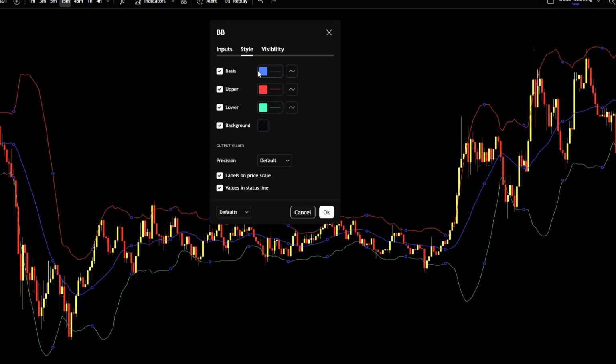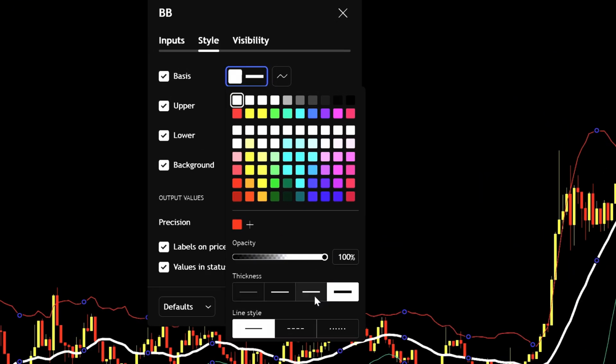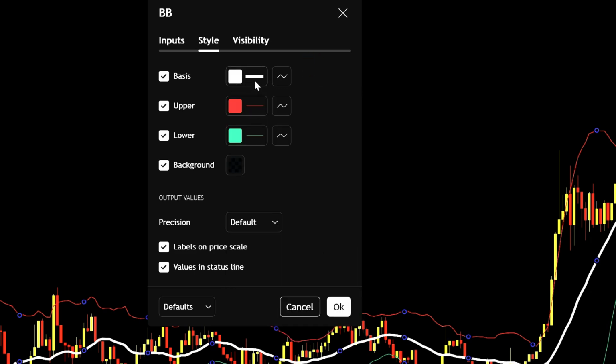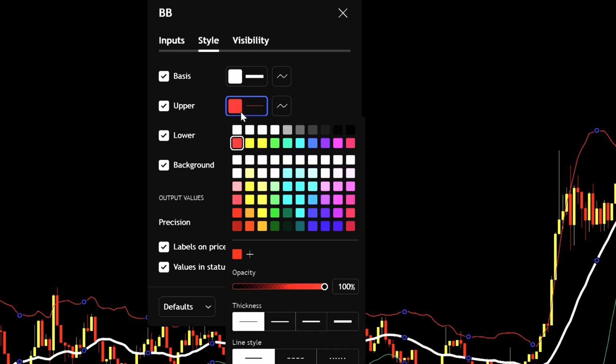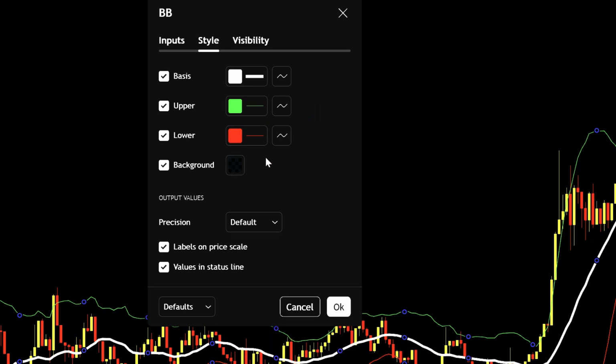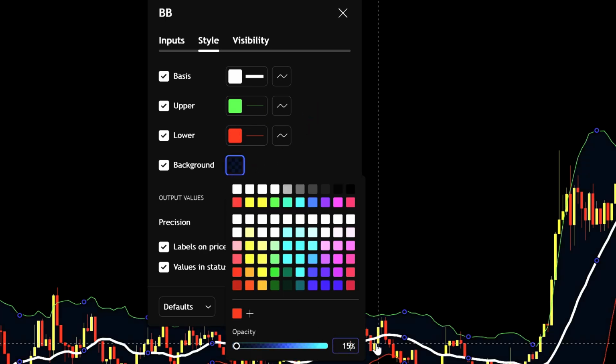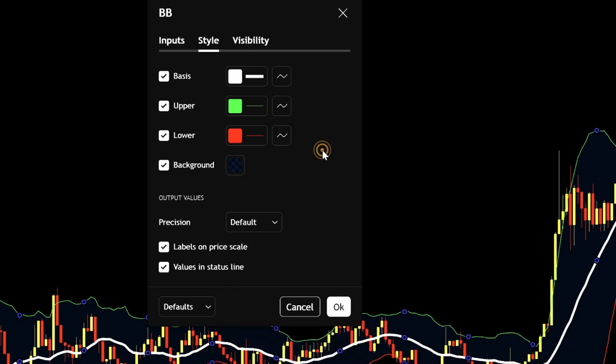Then over in the style tab, I just clean it up so it's easier to read. I'll make the midline white, a little thicker, upper band green, lower band red. And here's a little trick I like. This background option, I turn that on and just drag the opacity to like 10% or 20%. It just adds a little shade inside the band. And there you go. Now it's clean and easy to see what's going on.